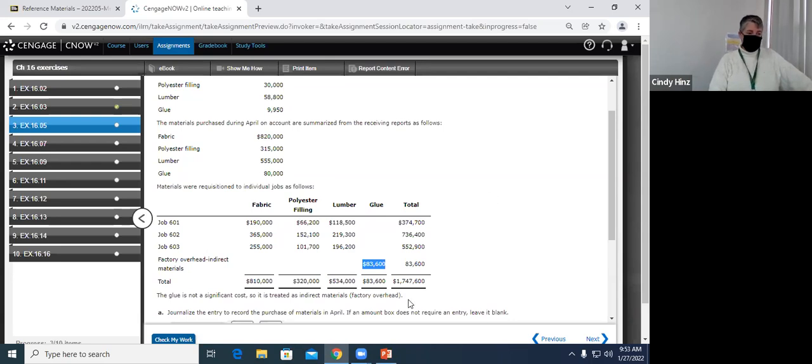It doesn't make sense because it's a tiny bit of cost compared to the rest of the cost. And you can see that out of $1.7 million, less than 100,000 is from the glue. So they've determined that it's either not possible or not necessary, it's not material, to assign it to specific jobs. Instead, they simply throw it all into the overhead account. They know what's going to get to the product when we allocate that overhead.